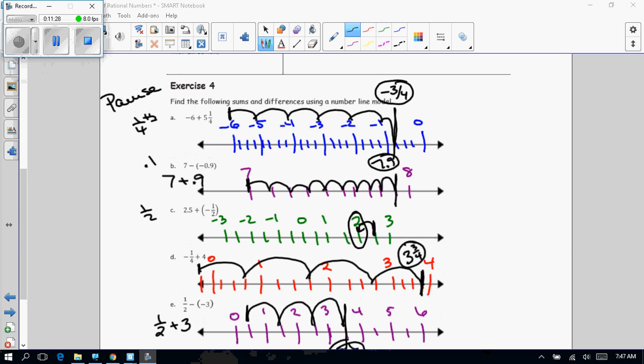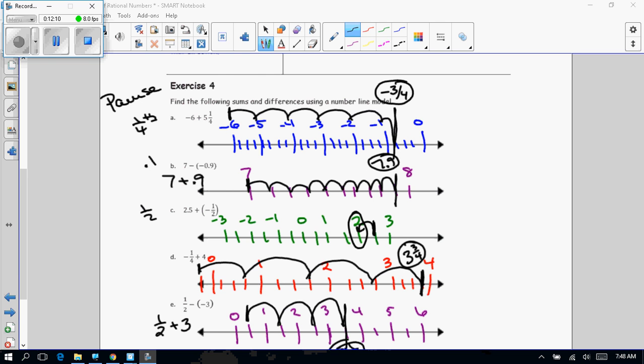Okay, so my answer to A, I got negative 3 1/4, or excuse me, negative 3/4. So I started at 6, bunny hopped my way over 5 spots, 1, 2, 3, 4, 5, and then I did a quarter of a hop and ended at negative 3/4, right? Because I'm behind the 0 and not quite to the 1, 3/4 of the way there, because I counted by fourths. For B, I started at 7, and I just bunny hopped my way over 0.9, right? I had 9 little spots in between, and then I got to 7.9. For C, I started at positive 2.5, and I have to go to the left 1/2. So I just bunny hopped over a half a spot and ended at 2.